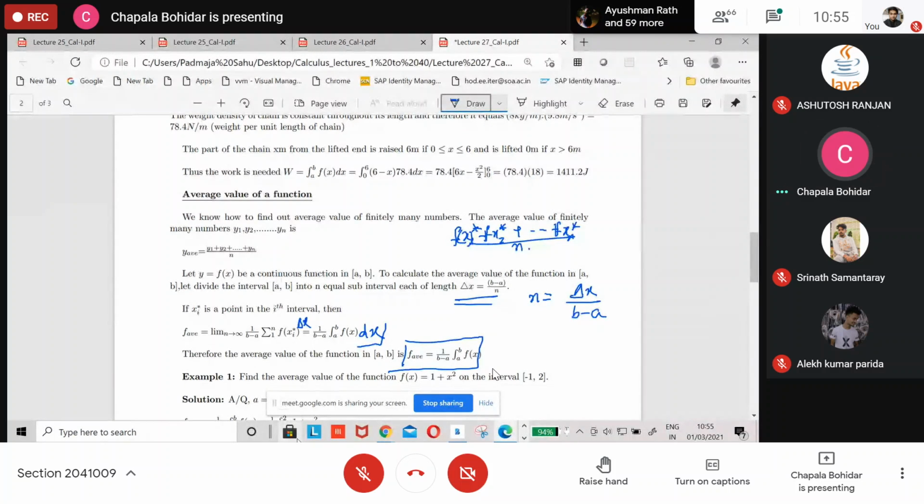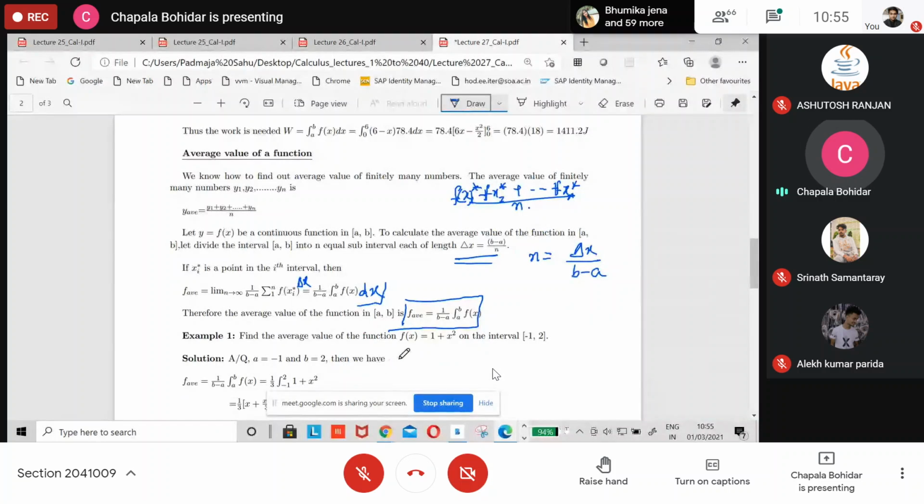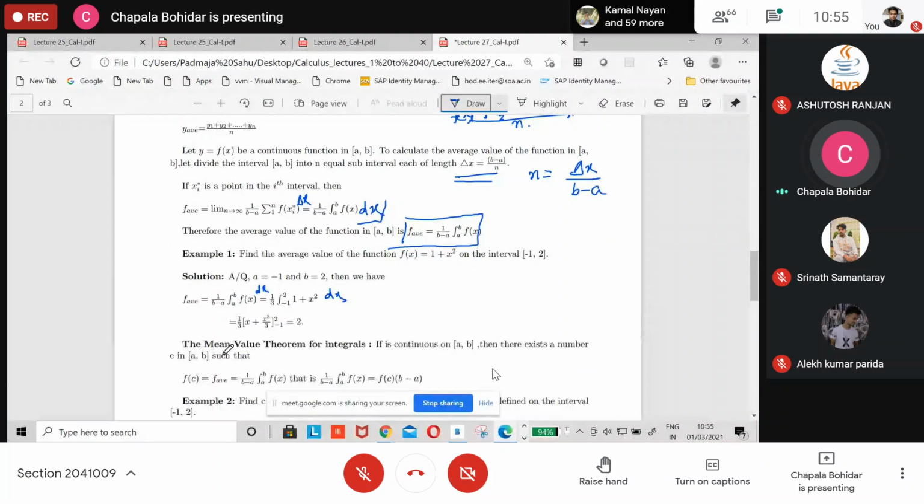For example, find the average value of the function f(x) = 1 + x² on the interval -1 to 2. So we can find the value of b minus a. Our integration is 1/(b-a) from a to b. You see, 1 + x² is a polynomial, so it is continuous everywhere, and over that interval it is also continuous. So now it is 1/(b-a) times the integral, with dx. So we get the value after integration.